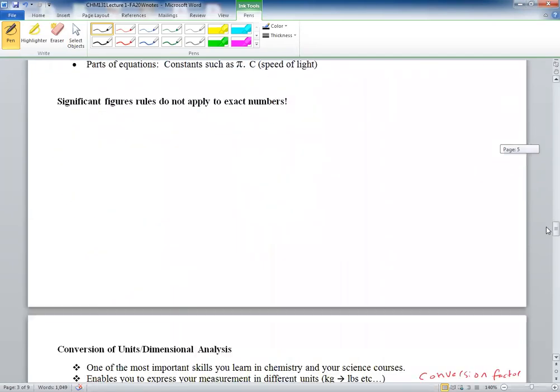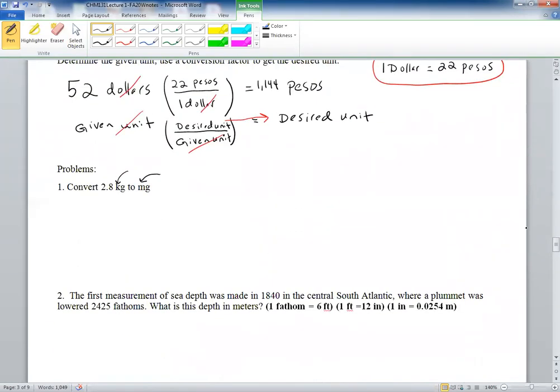So let's go back to our problem here. So we know that 1 kilogram, so we're going to write these on the side. Kilo stands for 10 to the third, or 1,000. And we know that 1 milligram is 10 to the negative third.